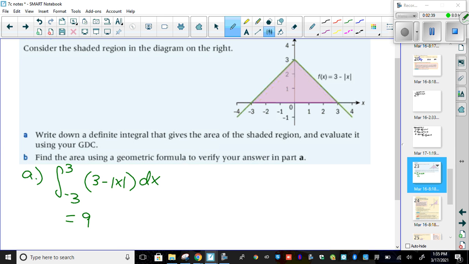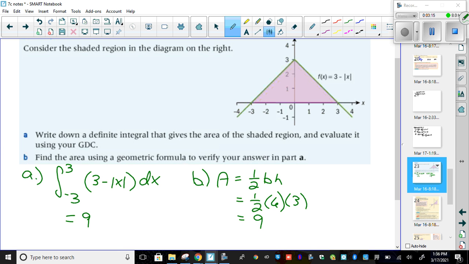And then when you do this geometrically, this is a triangle, 1/2 base times height. Show your work for this. Don't just put 9. If they ask you to do it geometrically, they're looking for a formula. So therefore, my base is 6, and my perpendicular height is 3, which also gives me an area of 9. Questions there?